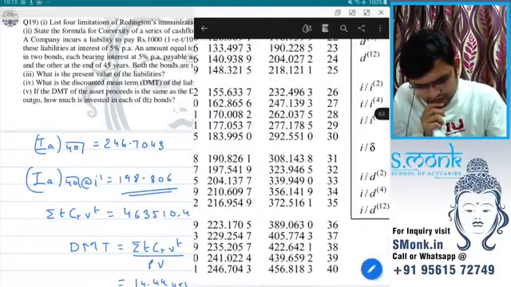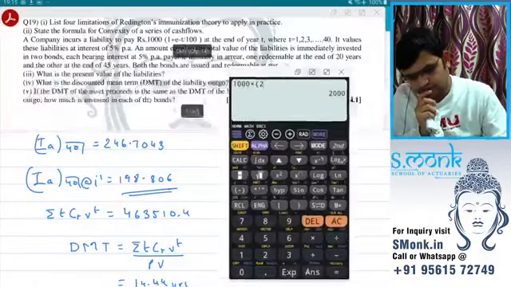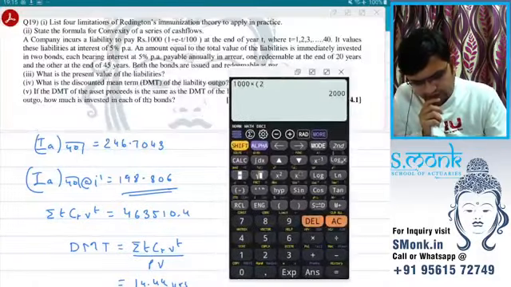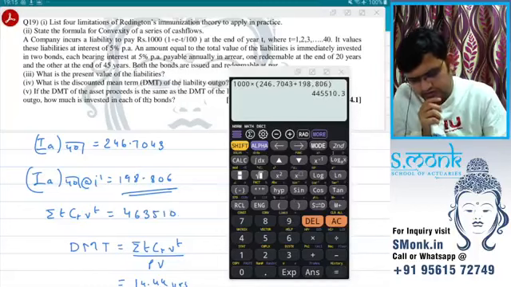IA 40 for 5% is 246.7043. That is also correct. 246.70 plus 190. Okay, clearly I made some mistake. The value here is different.